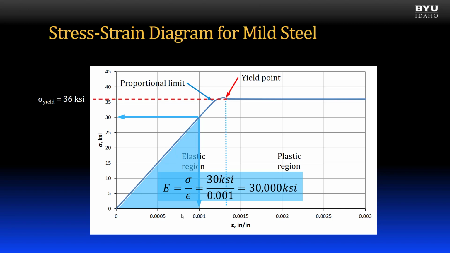This is a typical modulus of elasticity value for steel. The modulus of elasticity is also sometimes referred to as the Young's modulus. The modulus of elasticity is a measure of the material's stiffness. The larger E means the stiffer the material, or the less deflection we see under load.